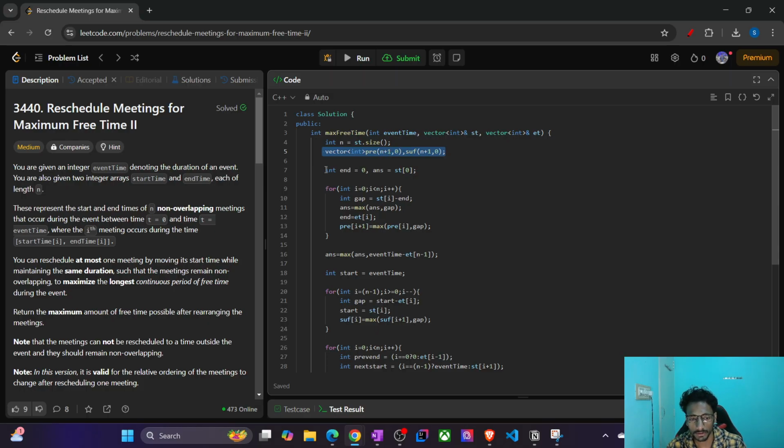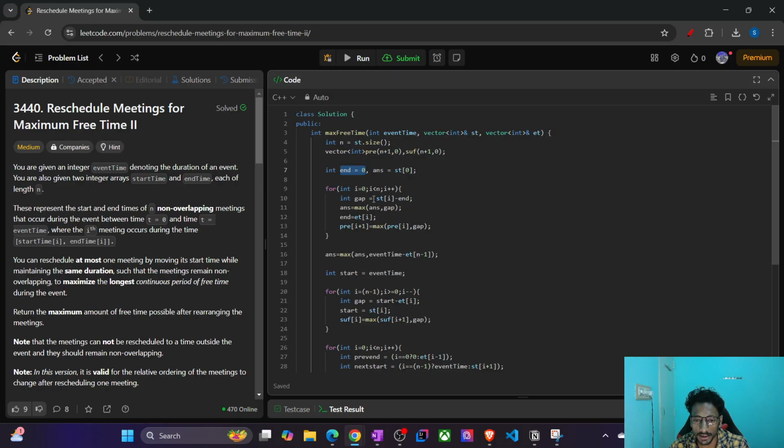So when you are trying to calculate the prefix array, our starting and ending will initially be 0, and the answer that I have to return is initially the starting time of the event minus 0. That will be the gap, starting time 0 minus 0. Now I am trying to find the gap, which is the ending time of the previous event and the current starting time.